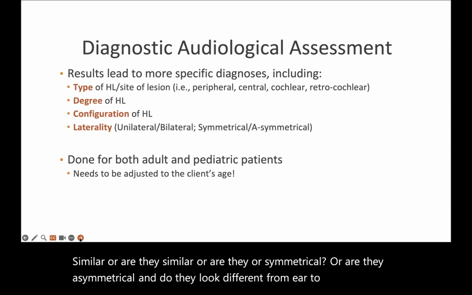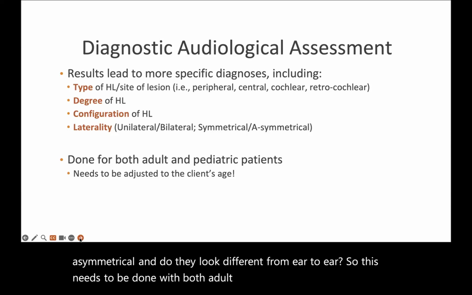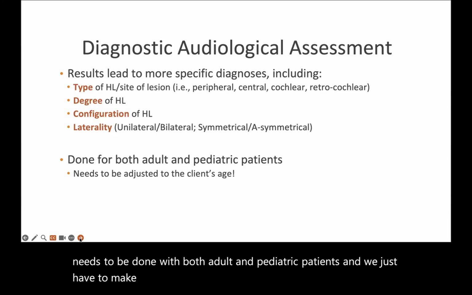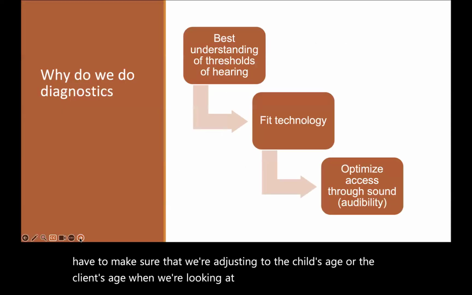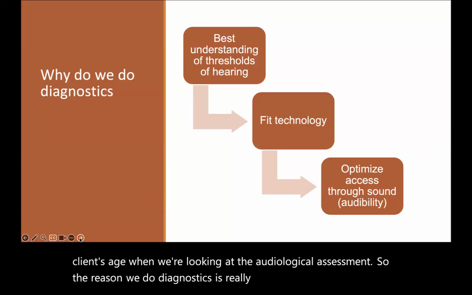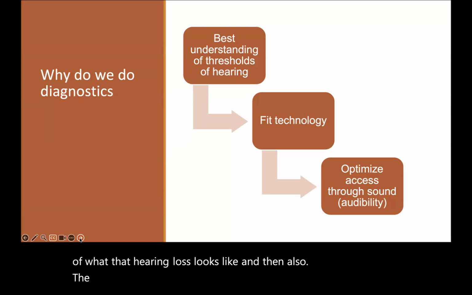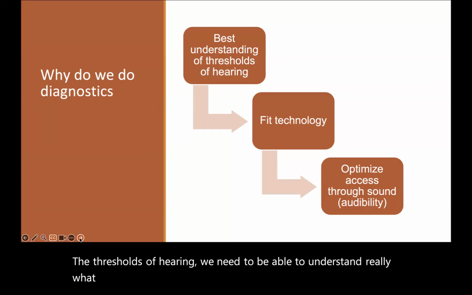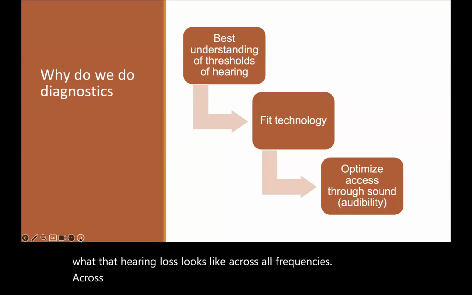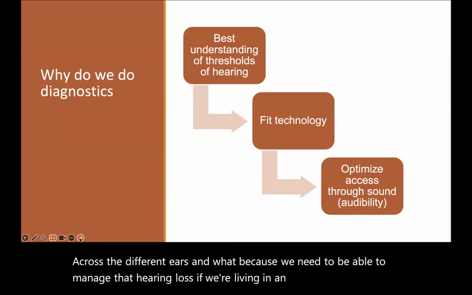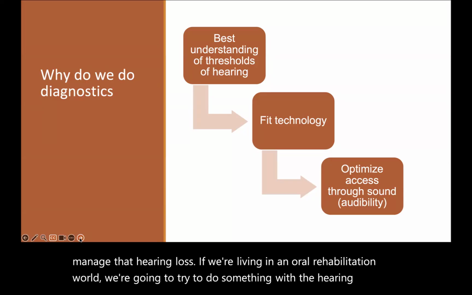So this needs to be done with both adult and pediatric patients. And we just have to make sure that we're adjusting to the child's age or the client's age when we're looking at the audiological assessment. So the reason we do diagnostics is really to get a best understanding of what that hearing loss looks like, and then also the thresholds of hearing. We need to be able to understand really what that hearing loss looks like across all frequencies, across the different ears, and because we need to be able to manage that hearing loss if we're living in an oral rehabilitation world where we're going to try to do something with the hearing that they have or the technology they have.